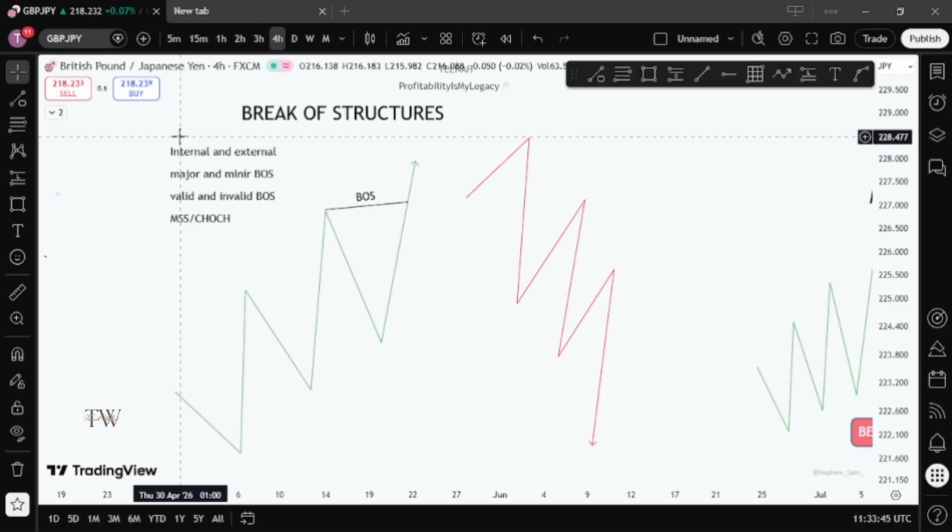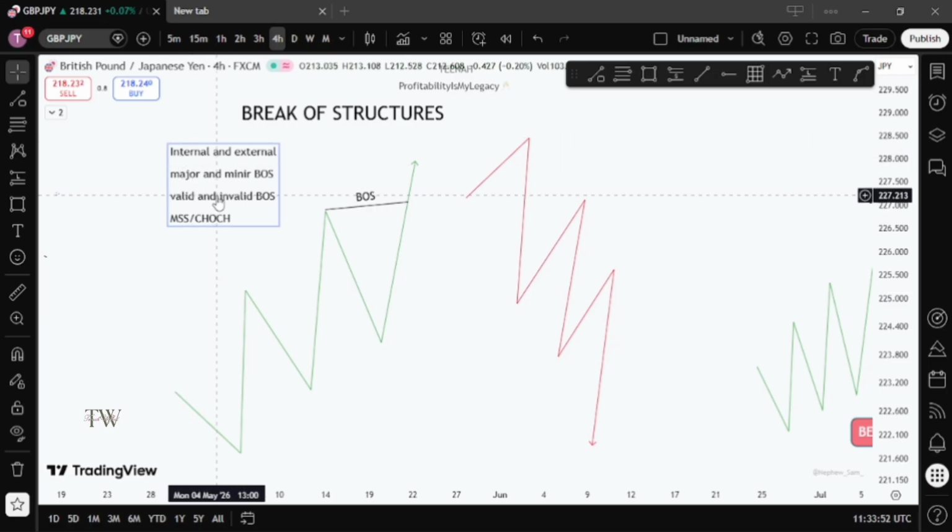All right. So let's talk about the valid and invalid break of structure. This is where I used to have problems with a lot of people. A lot of people don't know how to identify what a valid and invalid break of structure is. Okay, not every break of structure is a true break of structure. It's as simple as that.